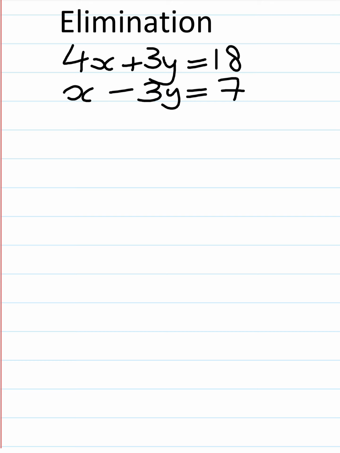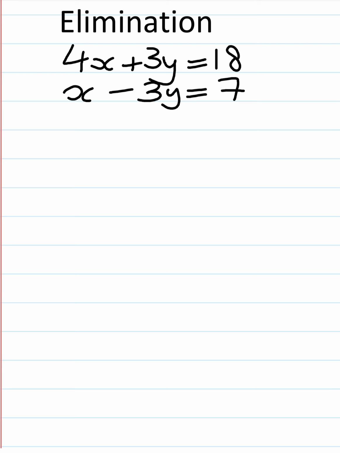Let's solve two questions using two different methods, one by elimination and one with substitution. Now let's jump in. Question 1 we'll solve using elimination. We can see on the screen two equations that we need to solve: 4x plus 3y equals 18 and x minus 3y equals 7.